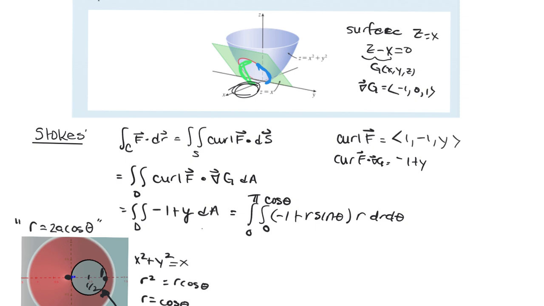For those of you that are interested, if I had never seen that and didn't know what to do with that, how could I do this without switching to polar? What I would do if I didn't switch to polar is I would break this apart into two. So negative 1 dA plus y dA. This is just going to be negative times the area of this circle. So minus pi r squared.